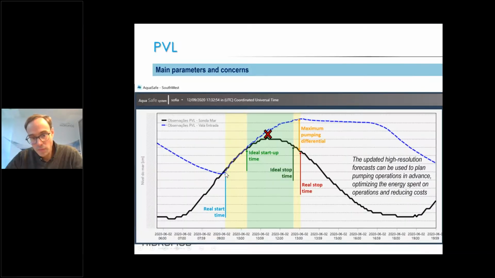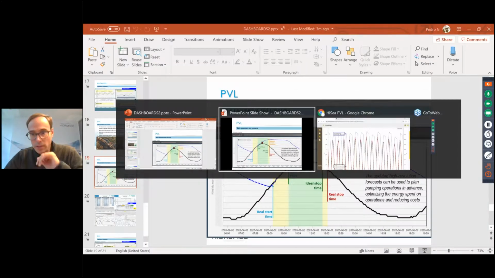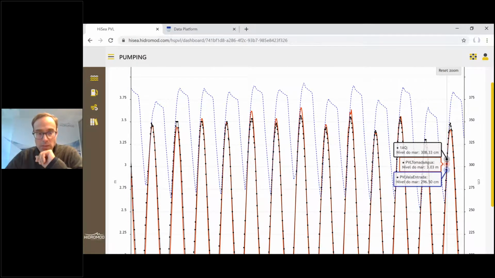So if the pump, you can pretty much have the pump turned on from here to here, then have it turned on in this area, and have a stop time a bit earlier than you are getting, because you're not getting much water in, and you are pretty much just wasting energy. So this is another point that we are currently trying to apply the platform to help making these gains.